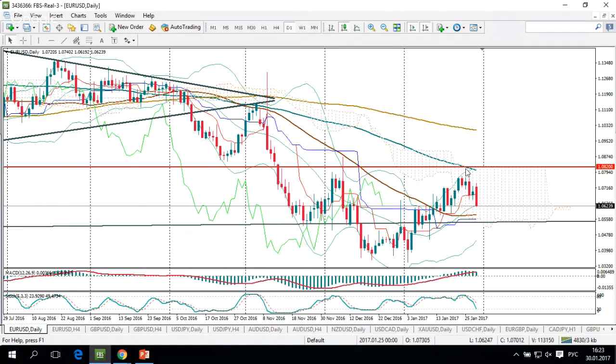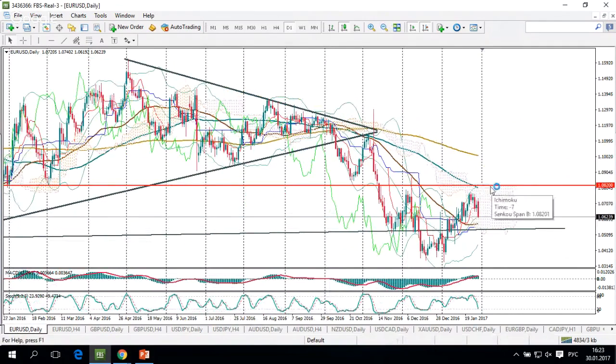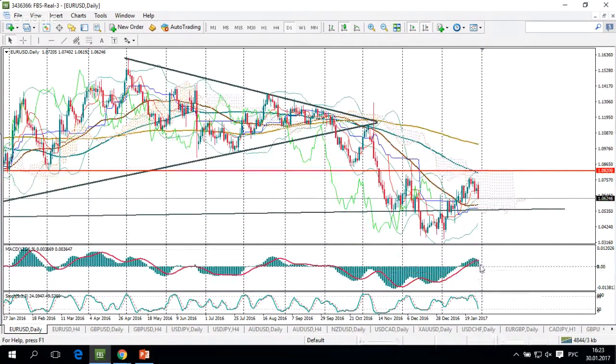So this is the source of the bearish pressure on the euro dollar. And we can see that on the daily chart, the MACD indicator is declining. It has even crossed the signal line from top to bottom. So the picture here looks negative.